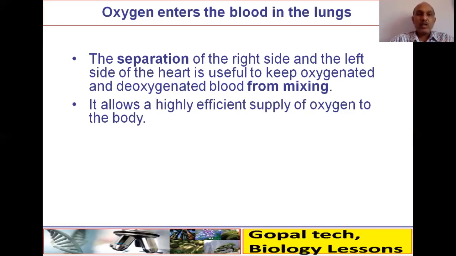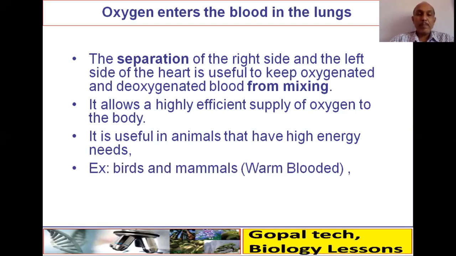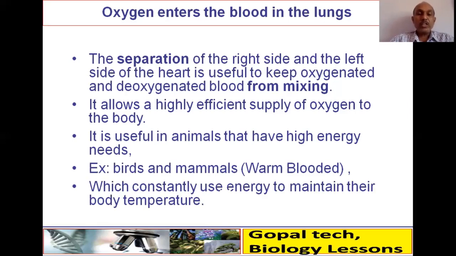उससे फायदा क्या होगा? It allows a highly efficient supply of oxygen to the body, and it is useful in animals that have high energy needs. For example, birds and mammals, because they are warm-blooded animals. 9th में पढ़ा है. Which constantly use energy to maintain their body temperature. Question आएगा, what are the advantages of separate chambers?